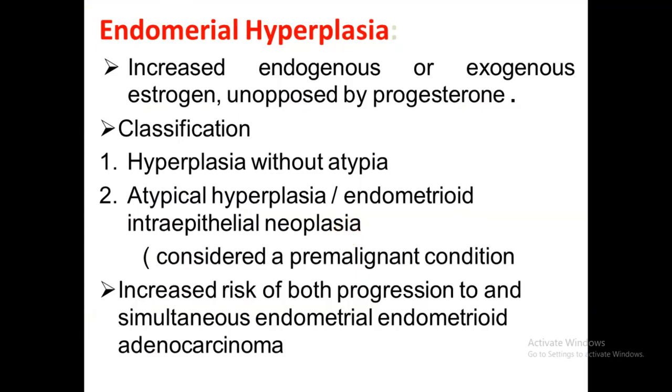Endometrial hyperplasia. Endometrial hyperplasia is due to increased endogenous or exogenous estrogen, and this is unopposed by progesterone. Classification: we have many classifications for endometrial hyperplasia, and we have a previous classification as simple, complex, or atypical hyperplasia. The new classification classifies endometrial hyperplasia into two main categories microscopically or pathologically: hyperplasia without atypia and atypical hyperplasia. Atypical hyperplasia itself is a pre-malignant condition, and it carries a high risk for malignant transformation.